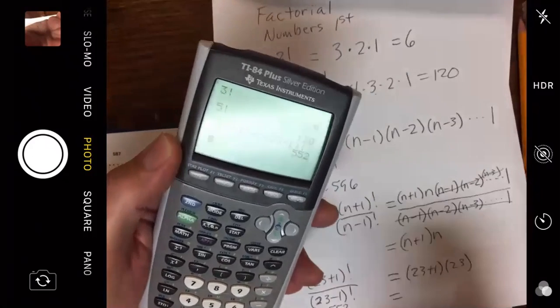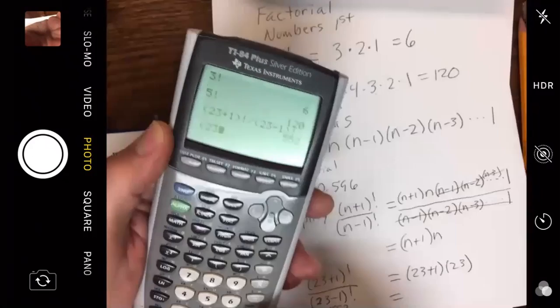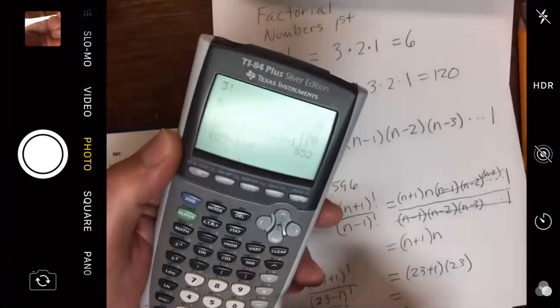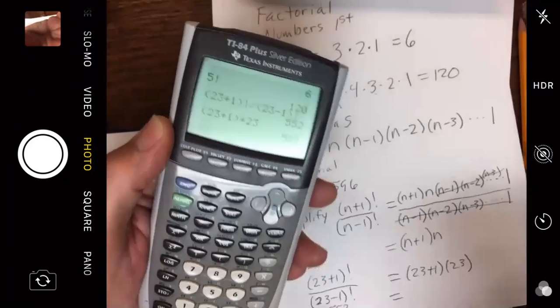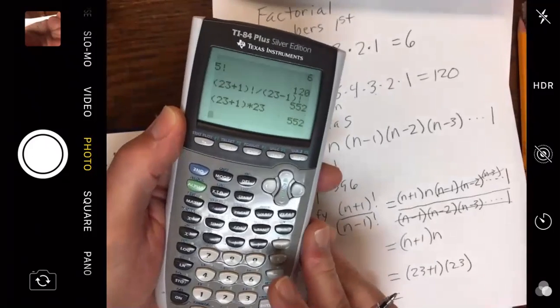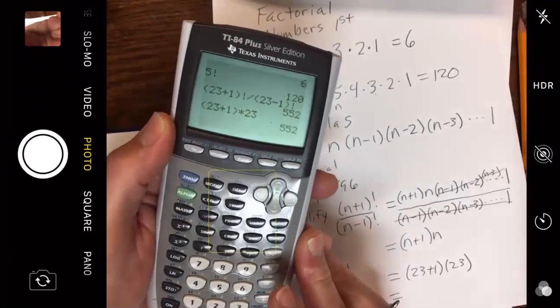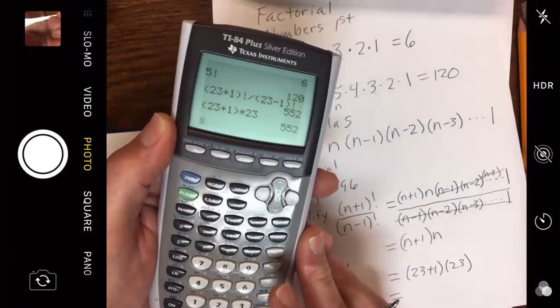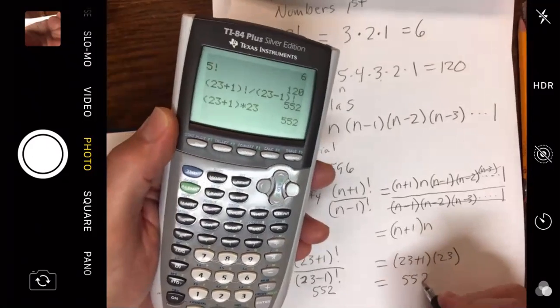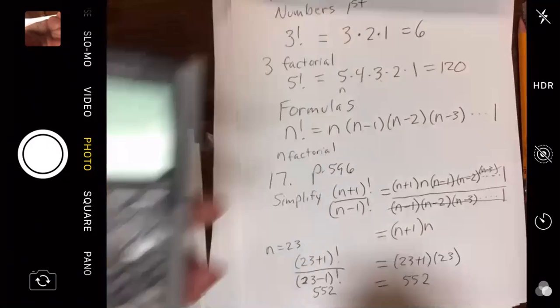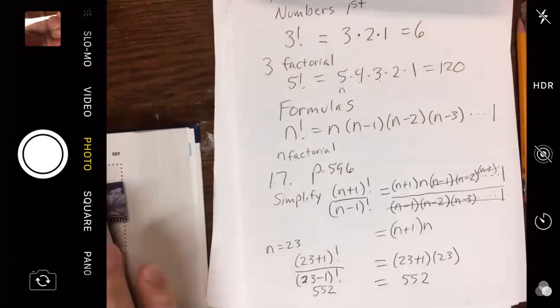Over on this side, I get 23, add 1 times 23. Does that prove anything to anybody or only to me? That makes sense. Okay. Yeah, just trying to give you some confidence in it.